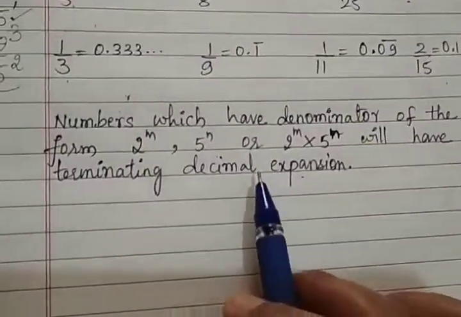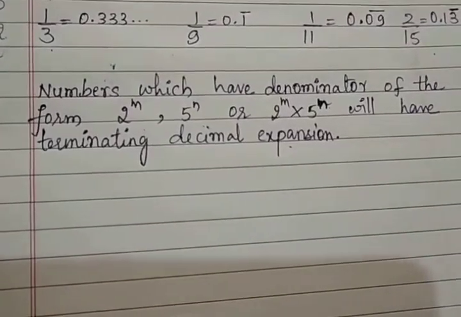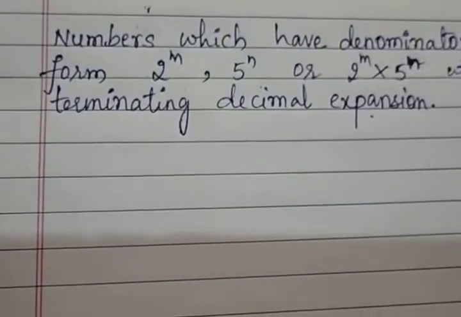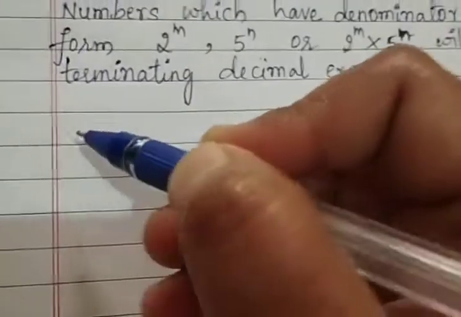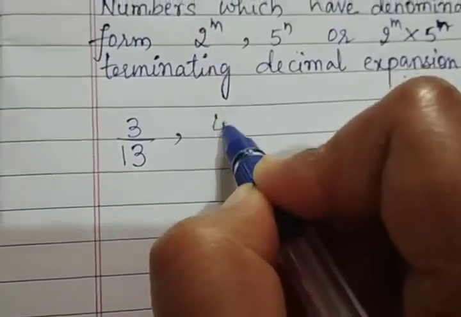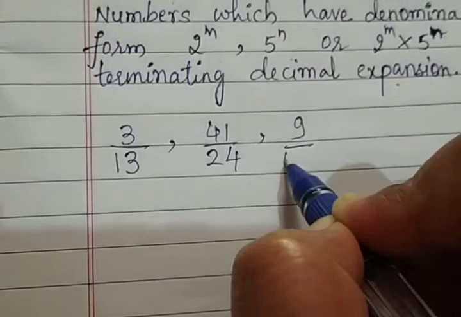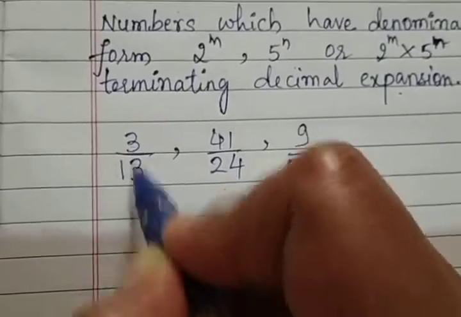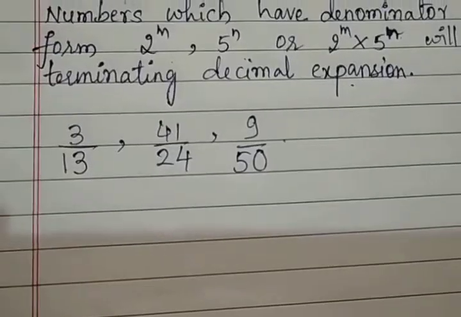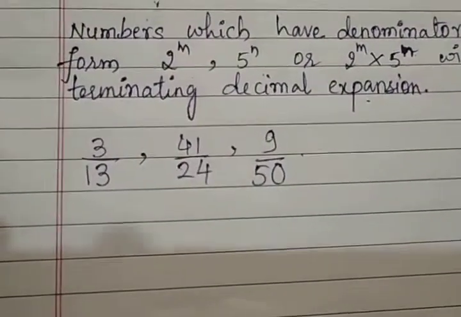Okay, now there is an assignment for you. Tell me which are the terminating expansions in the following numbers. Out of these numbers, you tell me which are terminating and which are non-terminating decimal expansions. 9 by 50. Out of these three, you tell me which are having a terminating decimal expansion and which do not have a terminating decimal expansion.